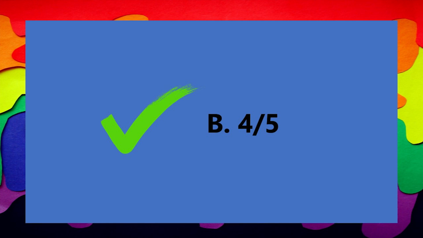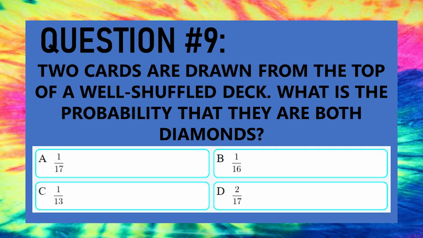And the correct answer is letter B, 4 over 5. Question number 9. Two cards are drawn from the top of a well-shuffled deck. What is the probability that they are both diamonds?